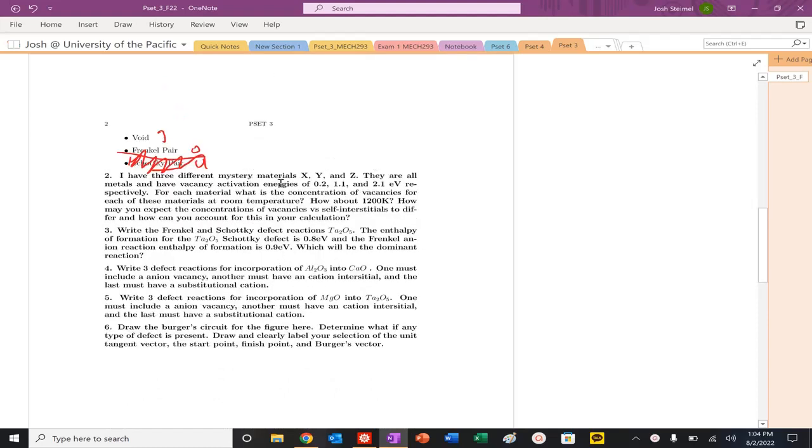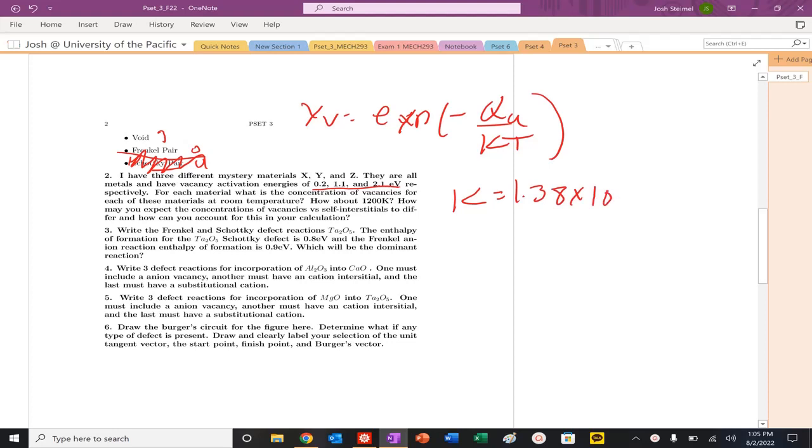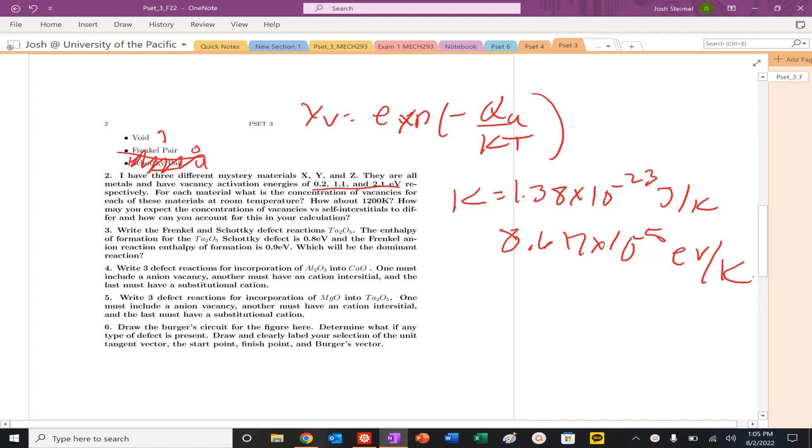For number 2, I have 3 different mystery materials, X, Y, and Z. They're all metals, and they have these activation energies. Remember, the concentration of vacancies is equal to the exponential of minus QA, the activation energy, over kT. k is Boltzmann's constant, 1.38 times 10 to the minus 23 joules per Kelvin, or in electron volts, 8.617 times 10 to the minus 5 eV per K. The question asks, for each material, what is the concentration of vacancies at room temperature and at 1200 K? Let's calculate that.